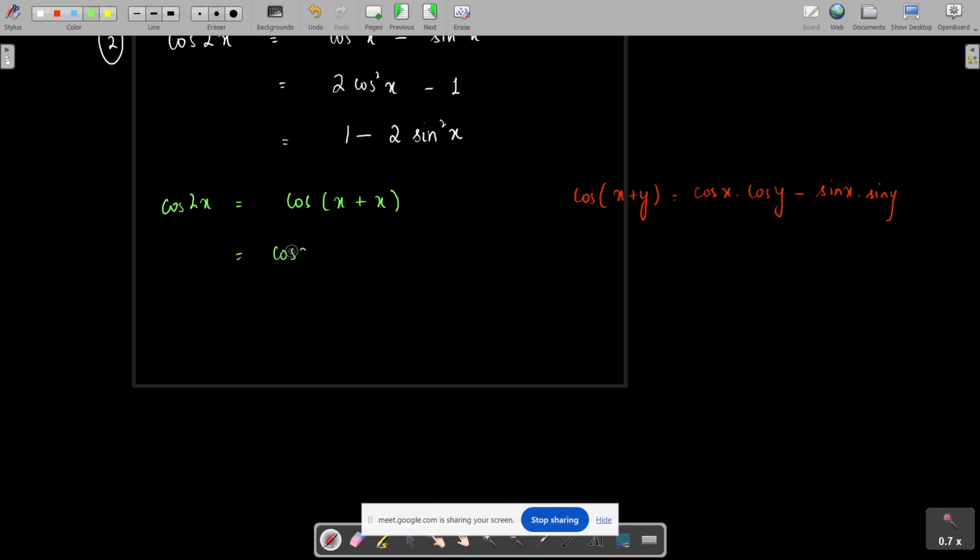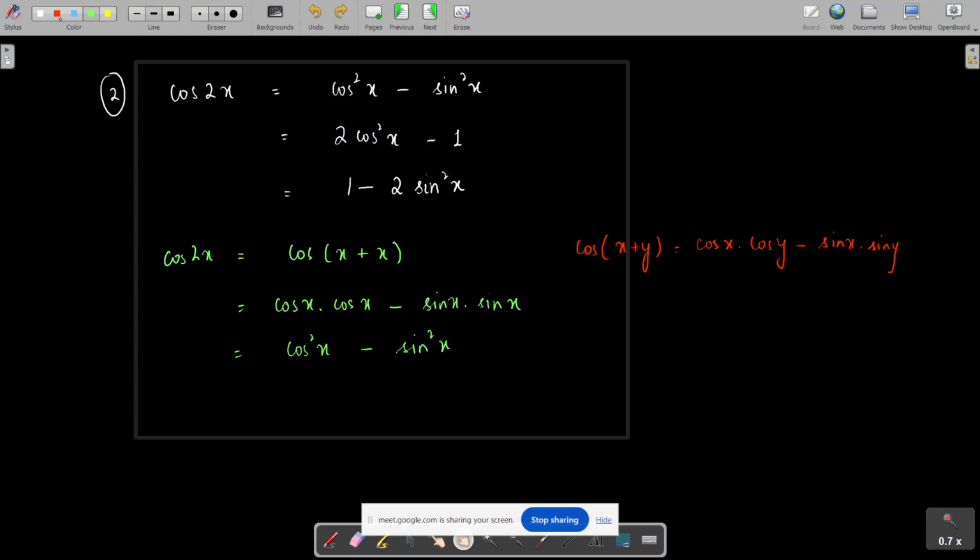So this becomes cosine of x times cosine of y, which is basically cosine x, minus sine of x times sine of y, which is basically sine of x. So this is cosine square x minus sine square x, which is the first form, which is this one. So if this is 1, this is second, this is third. So this is the right hand side of the first one.